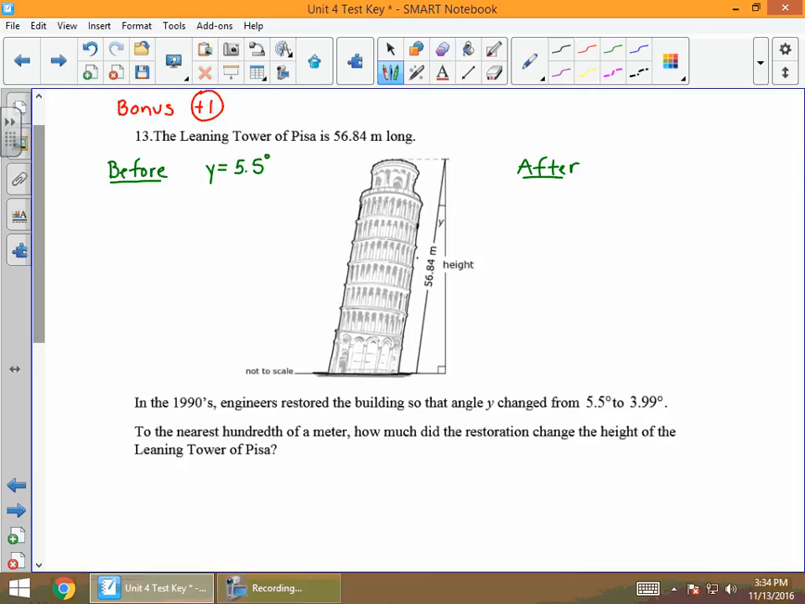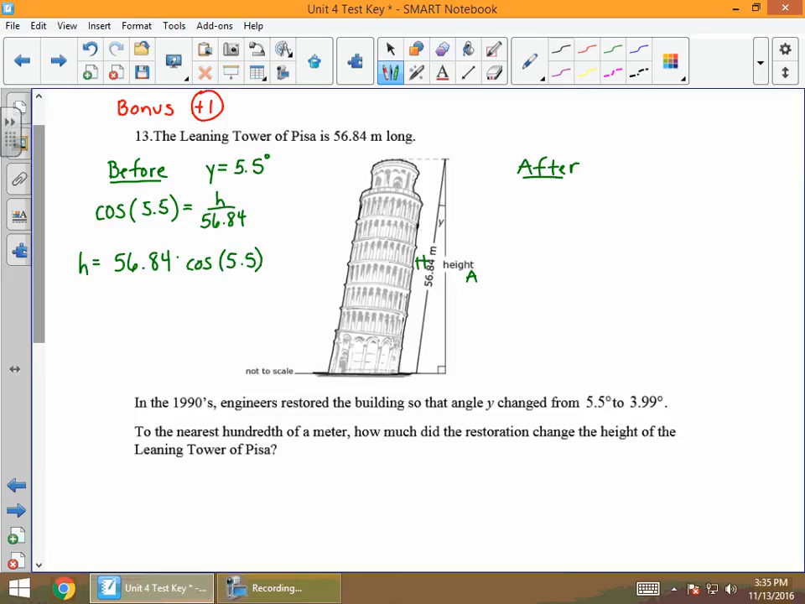Okay, well, I know that this is my hypotenuse and this height is my adjacent. So it's an A and an H, which means I'm going to use the cosine. So the cosine of angle Y, in this case that is the cosine of 5.5, is equal to the adjacent, which is the height, I'll call it H, divided by the hypotenuse, which is 56.84. And if I have to solve for h, I multiply both sides by 56.84, so the height is equal to 56.84 times the cosine of 5.5.